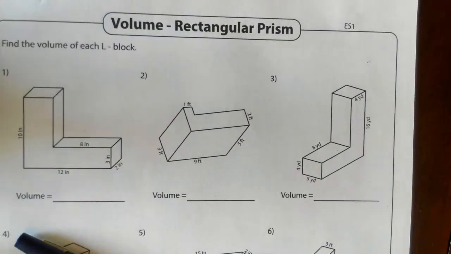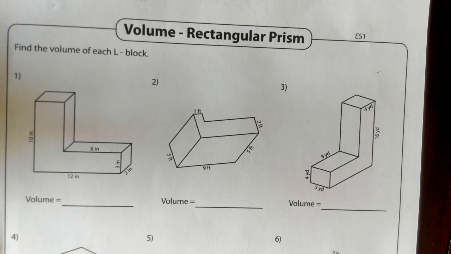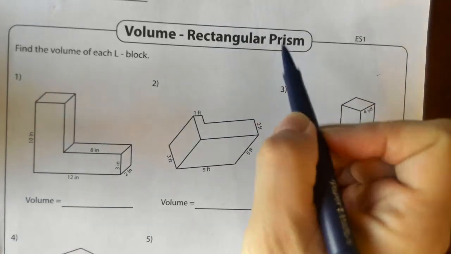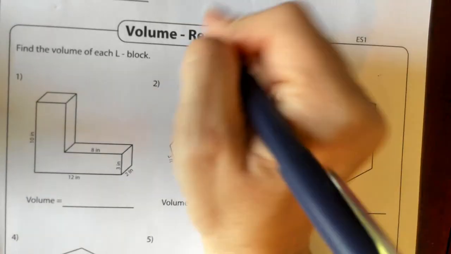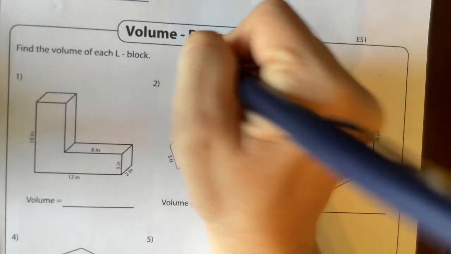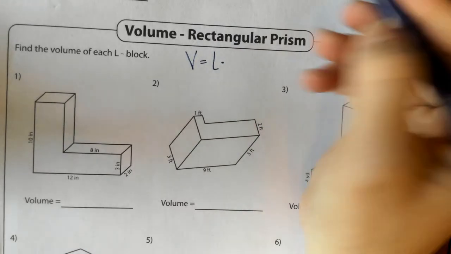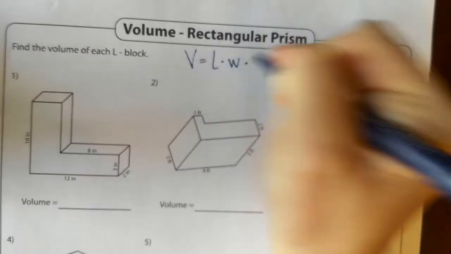Okay, practice of finding the volume of compound or composite shapes. So all of these compound shapes are made up of rectangular prisms. So the only formula that we're going to need today is the volume formula for a rectangular prism. So we know that's the length times the width times the height.